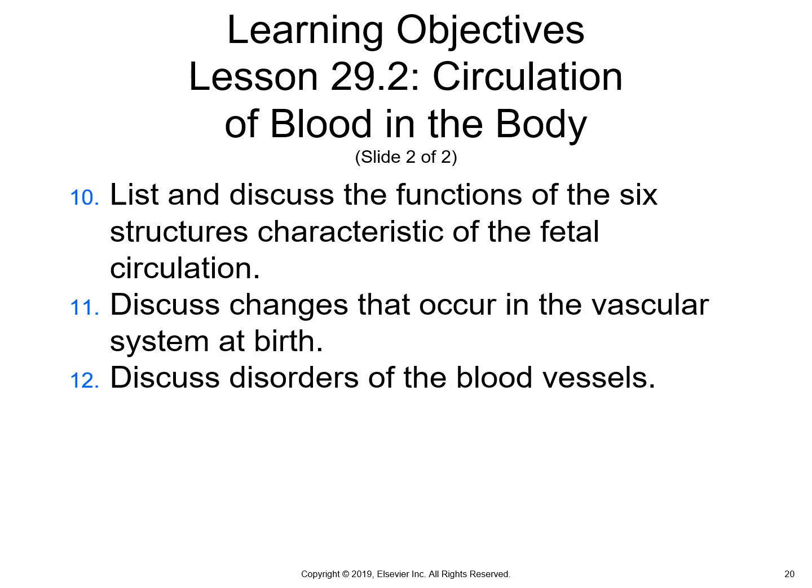And then list and discuss the functions of the 6 structures characteristic of the fetal circulation. Discuss changes that occur in the vascular system at birth, and also discuss disorders of blood vessels.